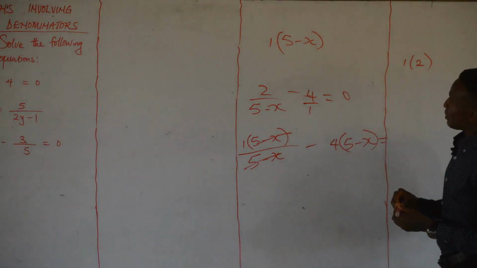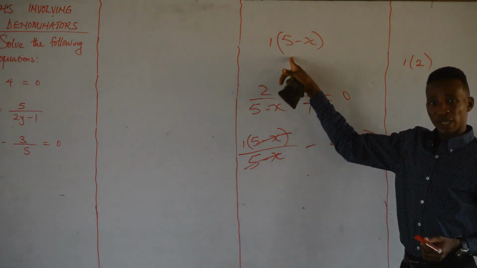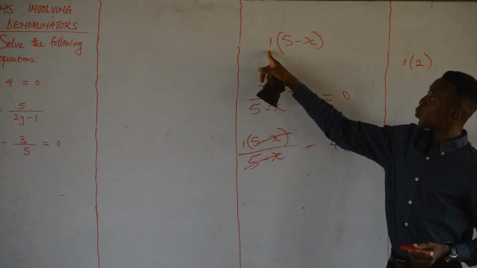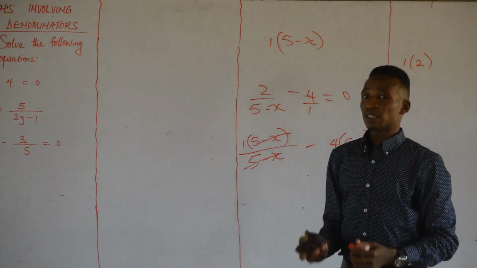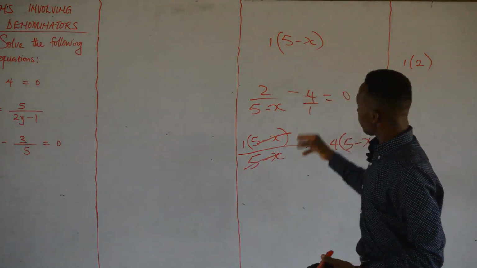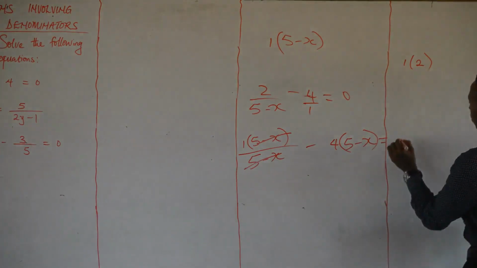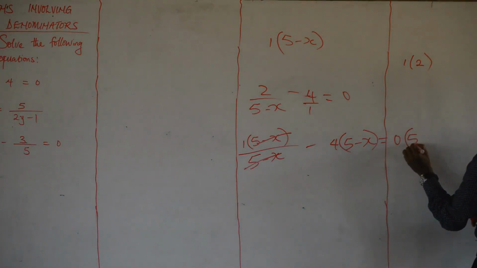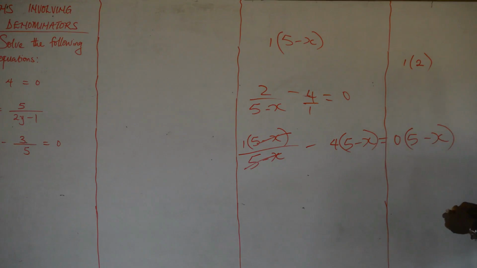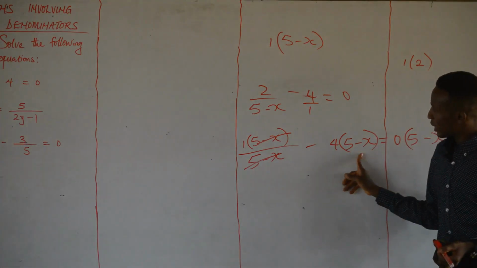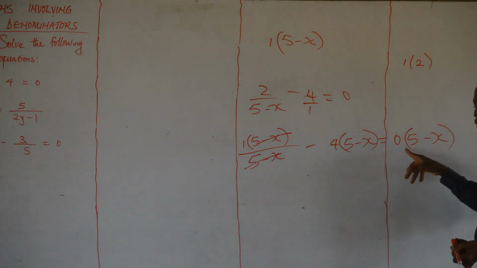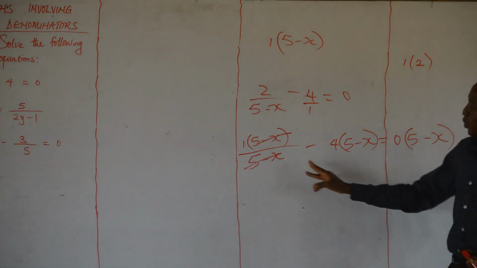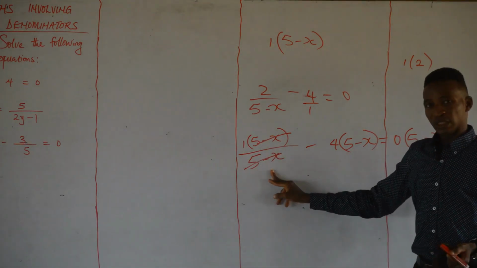We are still multiplying it by the LCM that we have here. So the LCM we have here is 1 into bracket 5 minus x. And 1 into bracket 5 minus x is still the same thing as 5 minus x. So when you multiply it by 5 minus x, that becomes 0 into bracket 5 minus x. So for this one here, we have to open the brackets. After opening the brackets for this, then you open the brackets for this as well, the same way we open the brackets for this first one that we are having here.